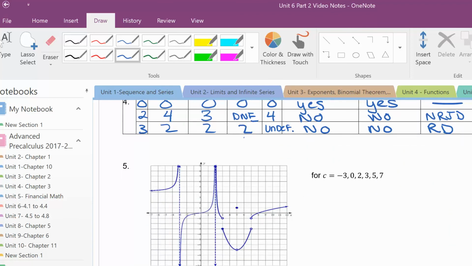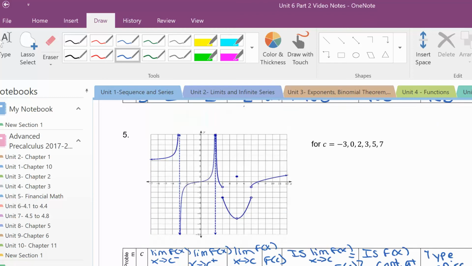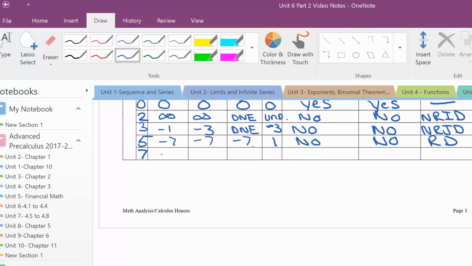And at 7, if you look at 7, from the left it goes to negative 3, to the right negative 1. That means the limit does not exist because the left and right limits are not the same. F of 7 is undefined because they're both open circles. No and no. And this is a jump. Whenever the limit doesn't exist because the limits from the left and right are not the same, it's a jump.